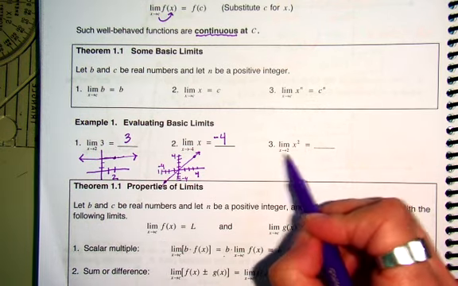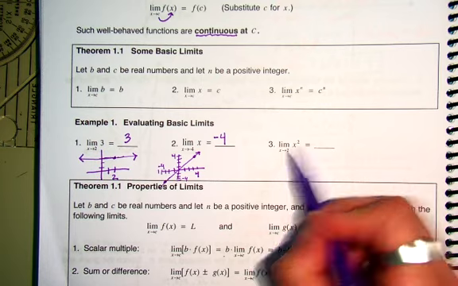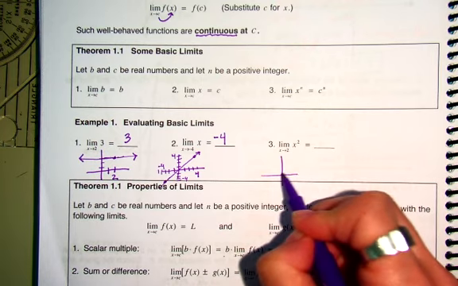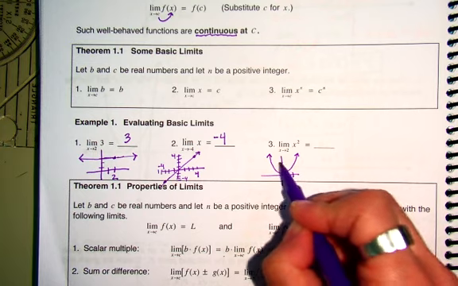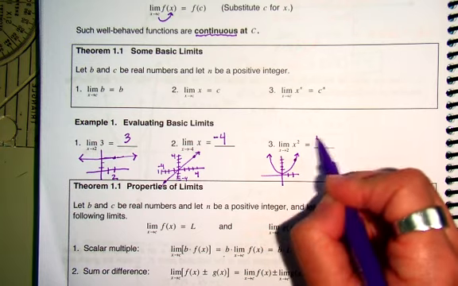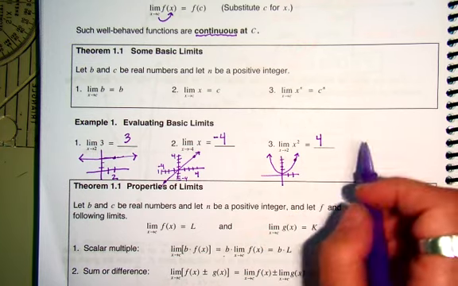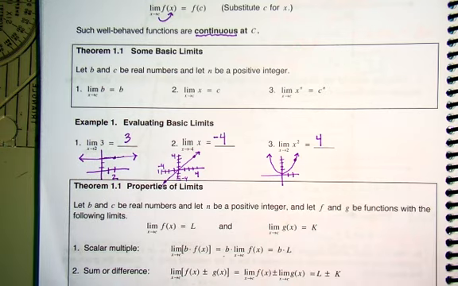As x is approaching 2 for this one, x squared. So what's the value of my function? 4. I'm just literally doing direct substitution, right? I'm plugging it in. 2 squared gives me 4. Okay? These are nice, well-behaved, simple, continuous functions.